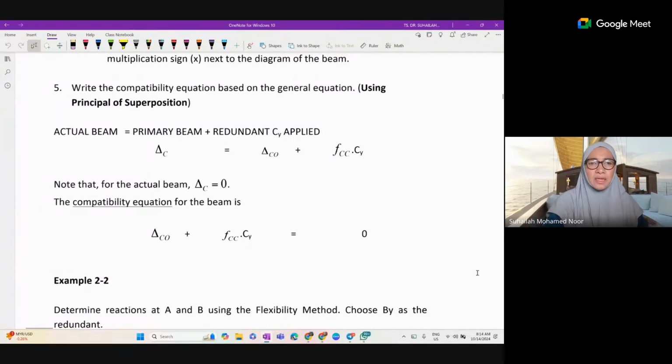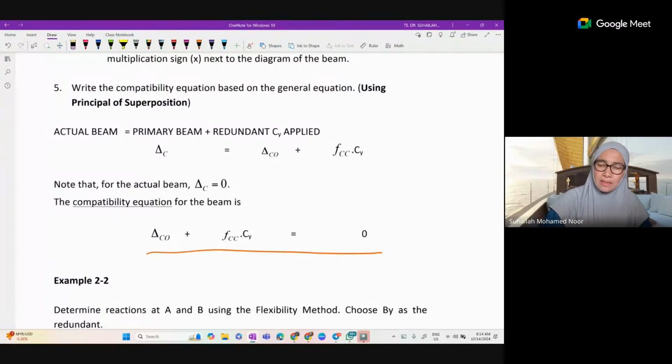So this is actually the compatibility equation. Once we decide the redundant, CY is the redundant, then straight away we can get this.